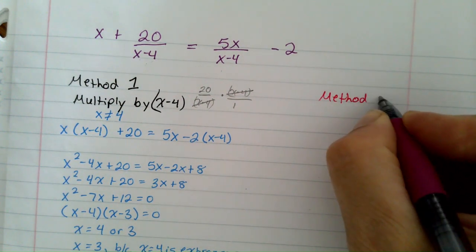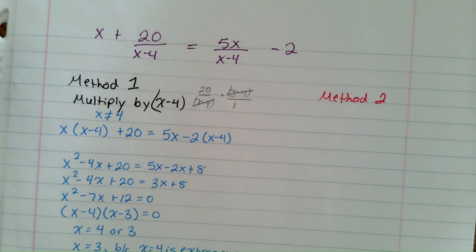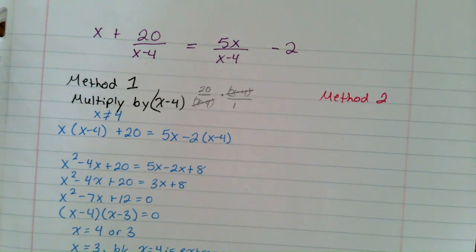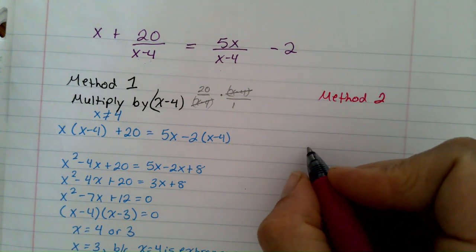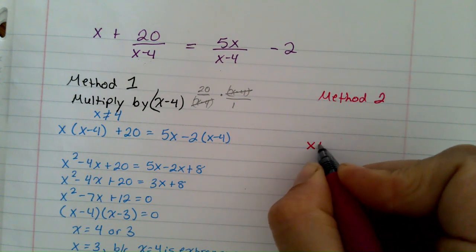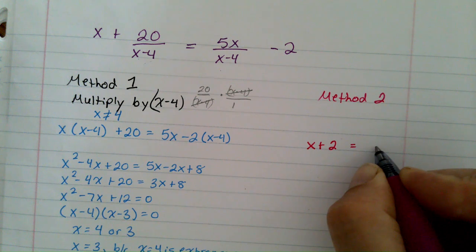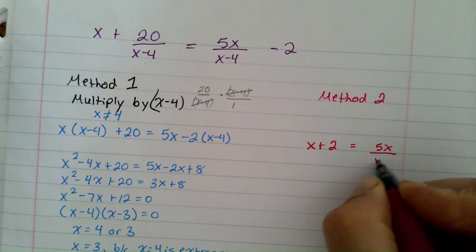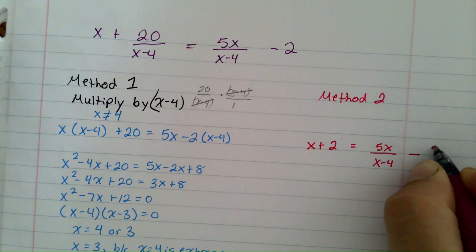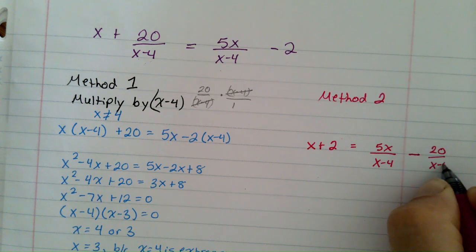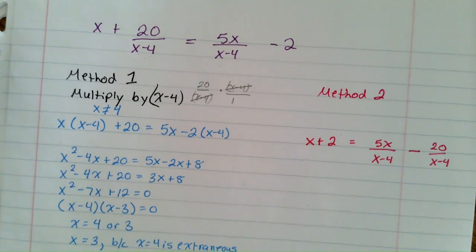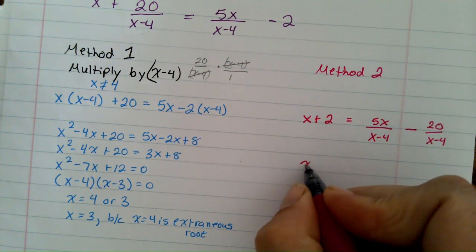With method 2, I noticed that 2 of them are just a simple number or variable, and 2 of them are ratios with the same denominator. So method 2, I'm thinking like divide and conquer. So I would have x plus 2 equals 5x over x minus 4 minus 20 over x minus 4. And I see that common denominator there, so I could write them as a single fraction.